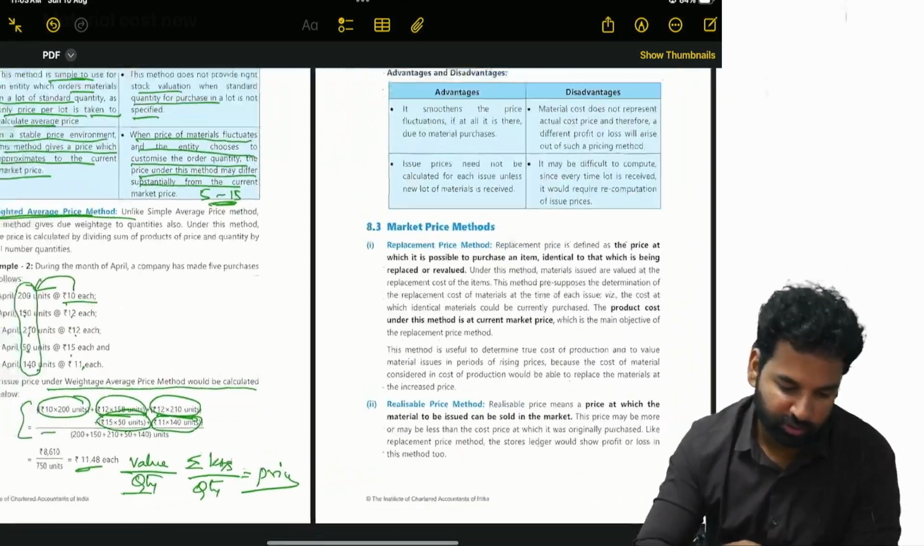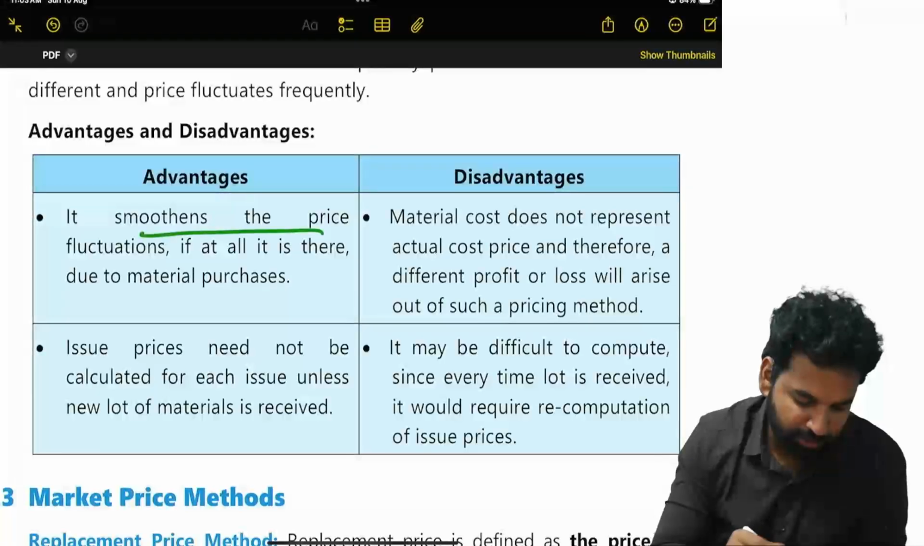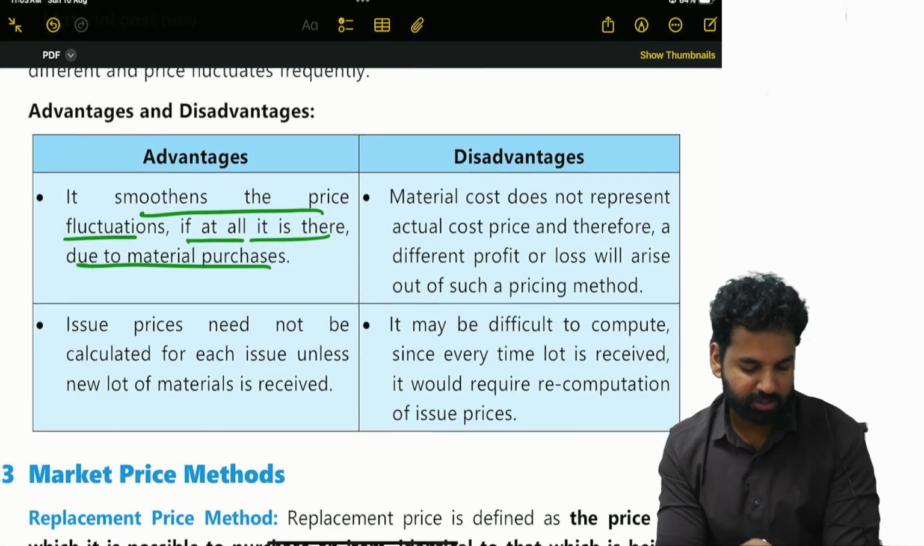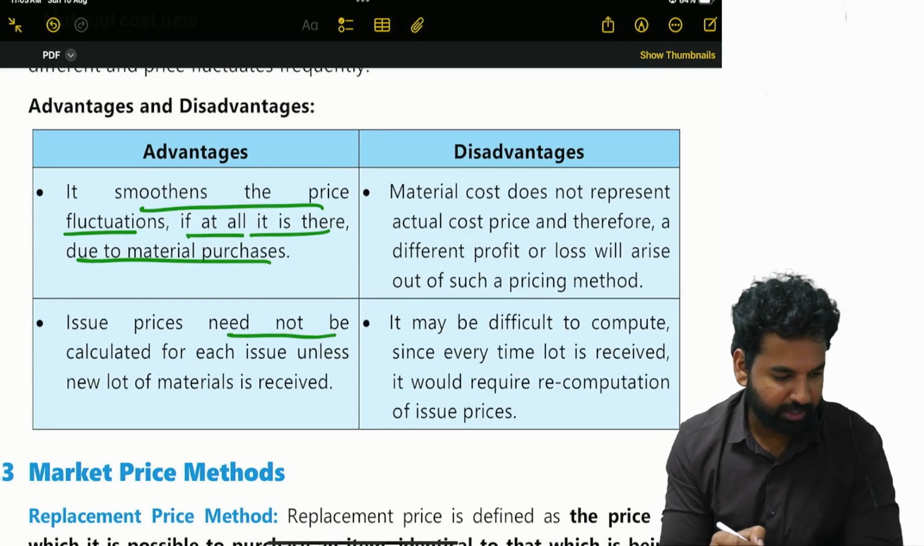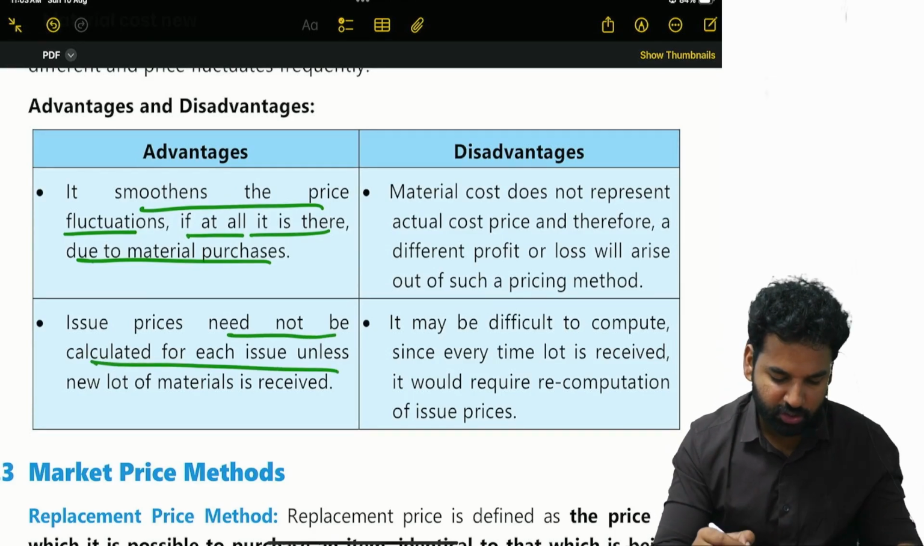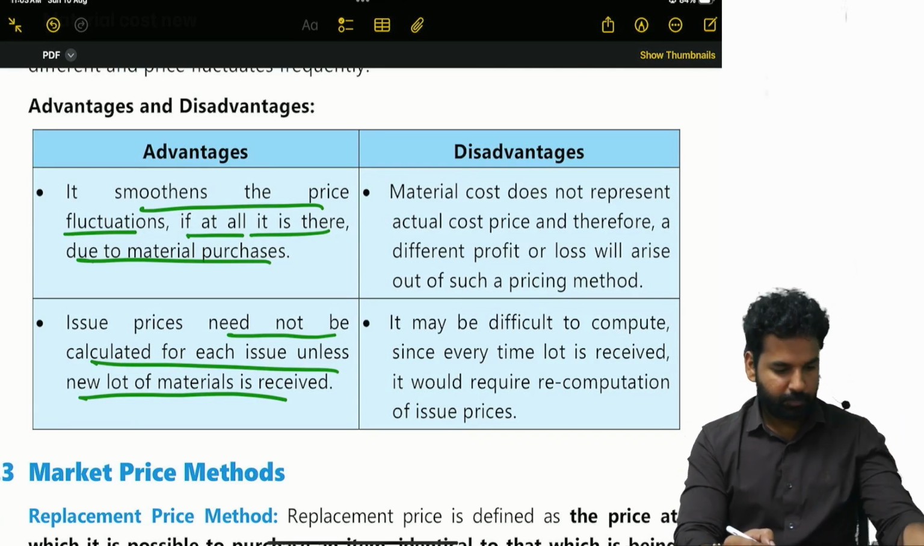So now the advantages and disadvantages. It smoothens the price fluctuations, if at all there are any, due to material purchase. Issue prices need not be calculated for each issue unless a new lot of material is received. Okay, just a minute.